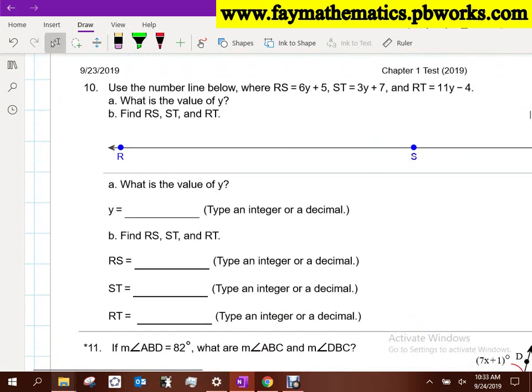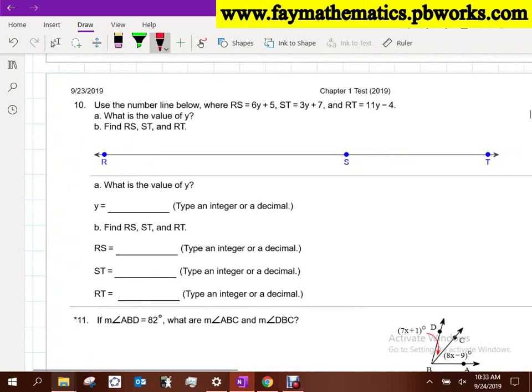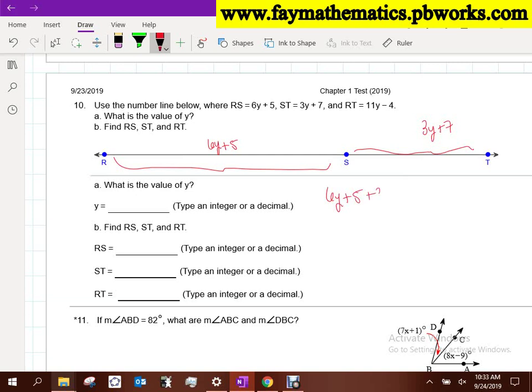Okay, use this number line to figure out what the value of y is. So if I look at this, they're saying RS is 6y plus 5. That's from here to there. ST from there to there is 3y plus 7. So those are the 2 individual parts that I want to add together. 6y plus 5 plus 3y plus 7. And it gives me my total of R all the way to T, which they're saying is 11y minus 4.